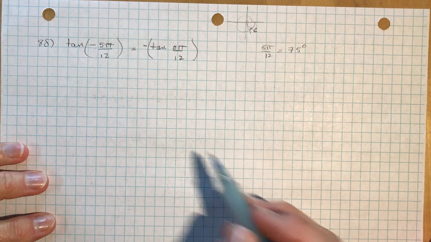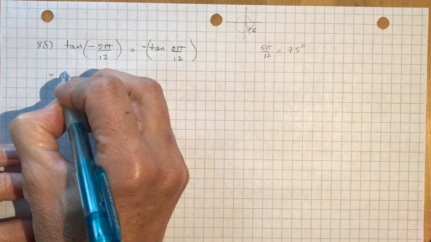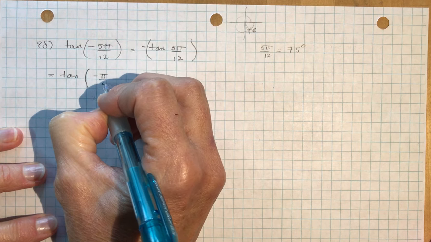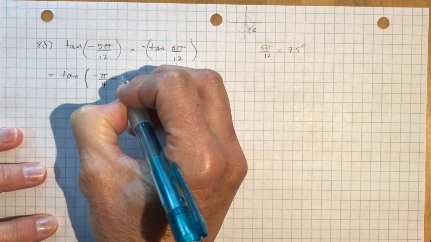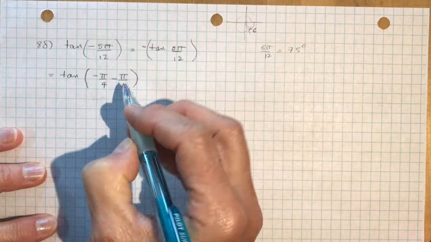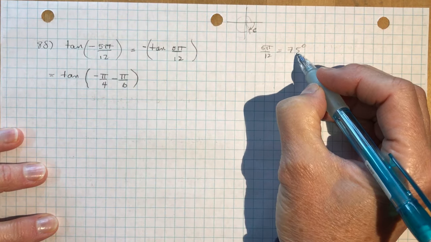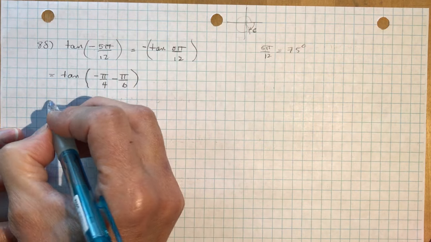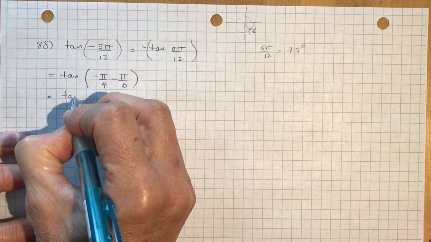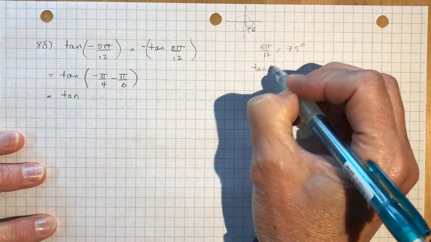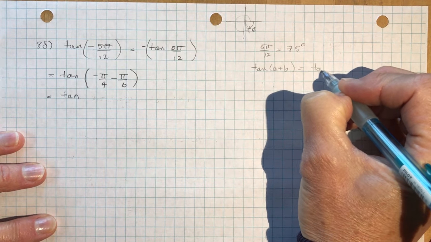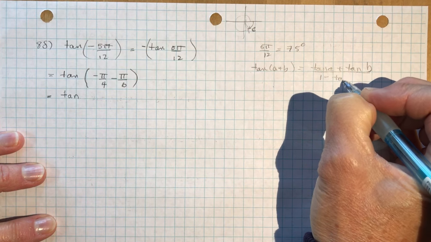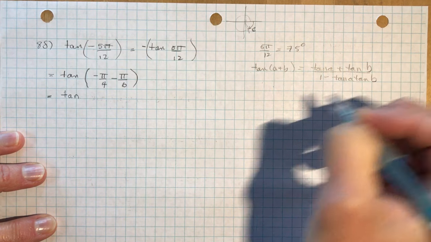So let's do the minus 5 pi over 12. So this is equal to the tan, and we'll do both negatives. So minus pi over 4 minus pi over 6. Right? So this is 45 and 30. So minus 45 and minus 30 will give me minus 75. So now you write out your formula. So tan of, can you remember it? Tan of a plus b equals tan a plus tan b over 1 minus tan a tan b. Okay, good to write them out.